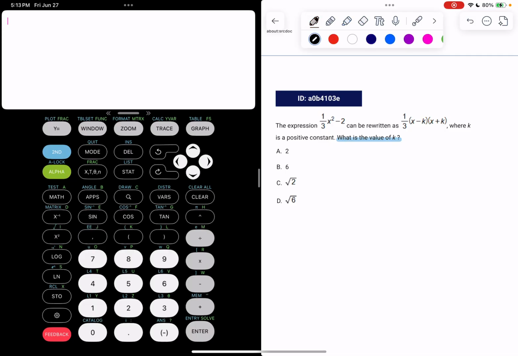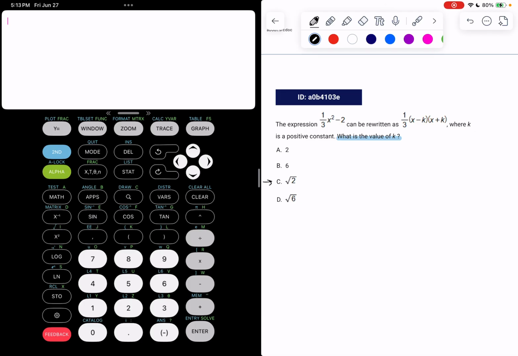We have here, maybe we can say k is the square root of 2. Let's try it. So I'm going to put that back in for k. So I have 1/3 x minus square root of 2 times x plus square root of 2. Okay.